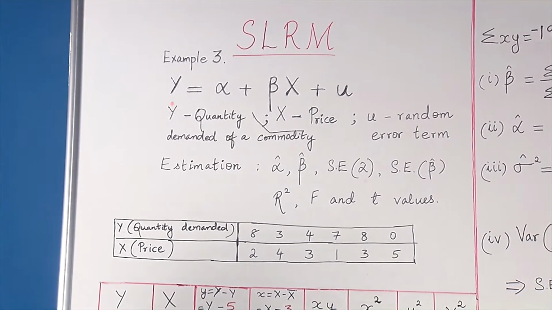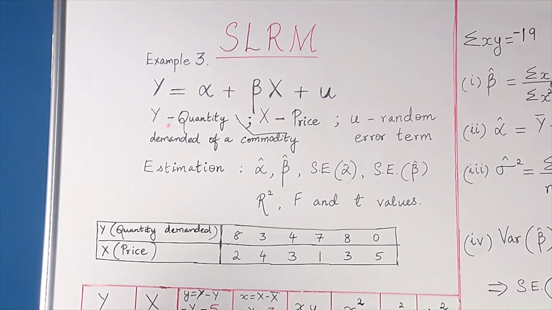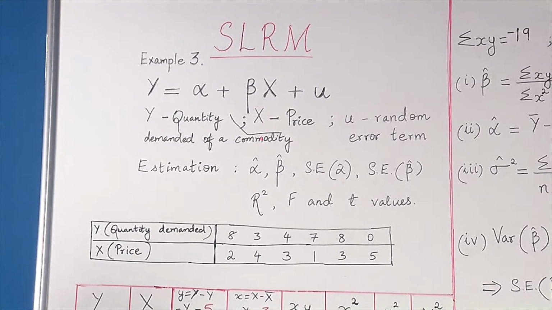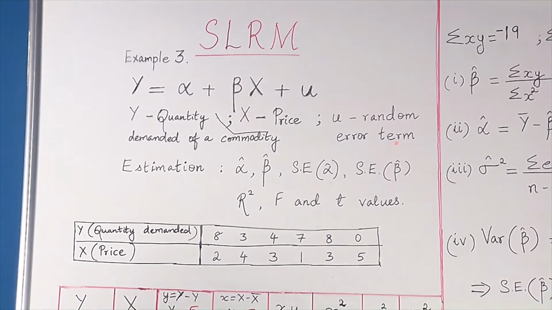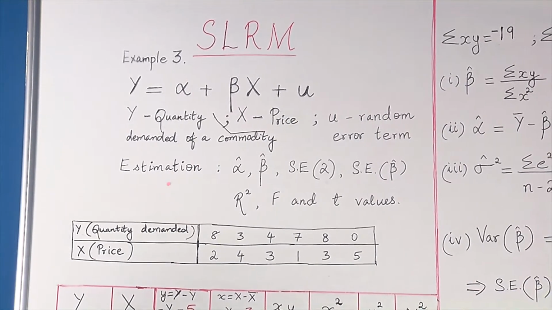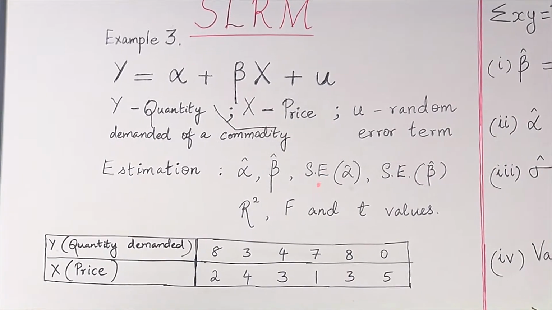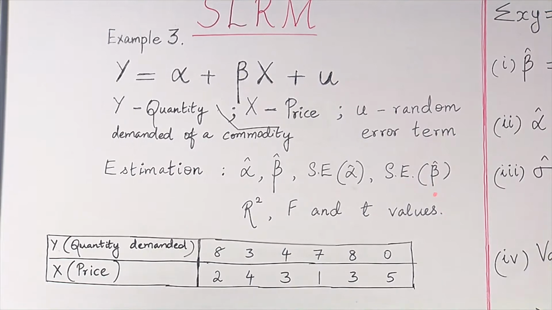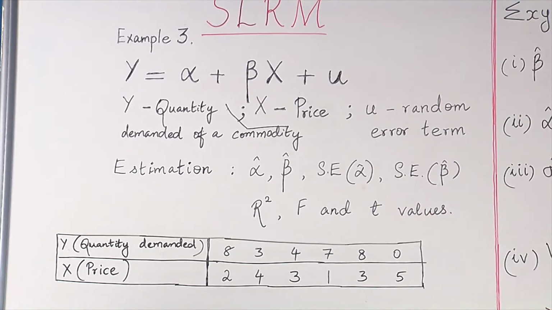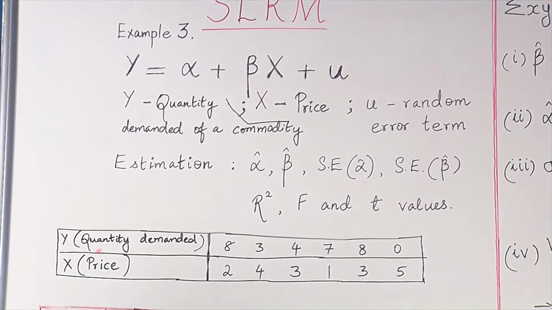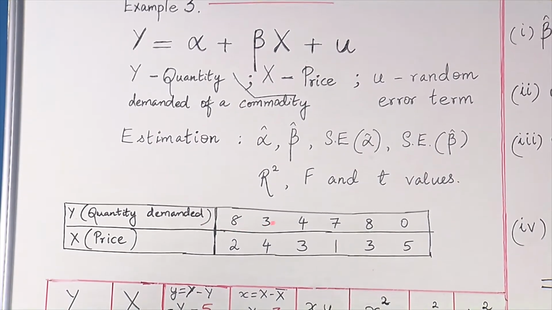So, here the demand function is y equal to alpha plus beta x plus u, where y is the quantity demanded of a commodity, x is the price and u is the random error term. Here again the estimation involves estimating alpha hat, beta hat, finding standard error of alpha hat, standard error of beta hat, r square, f and t values. So, in the given example, y is the quantity demanded and x is the price, and there are around 6 data points given.